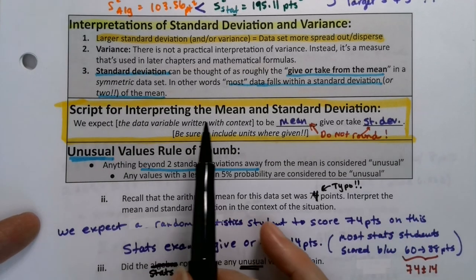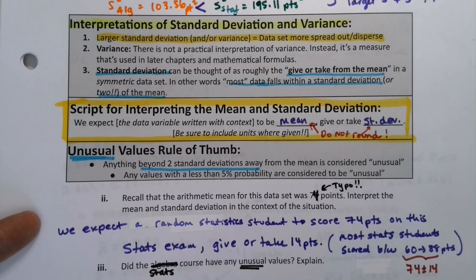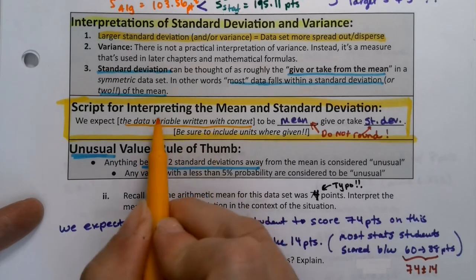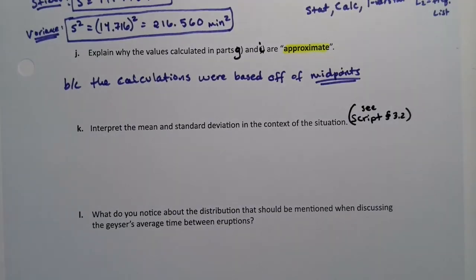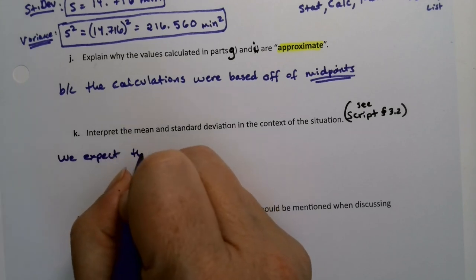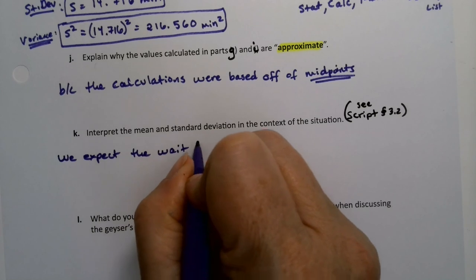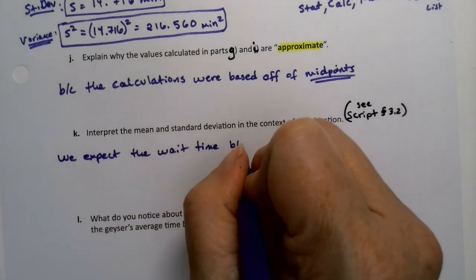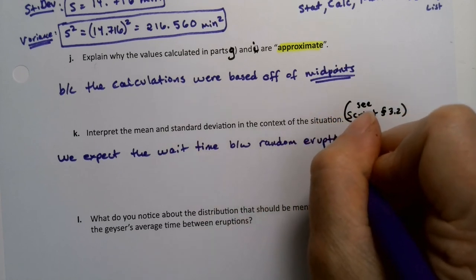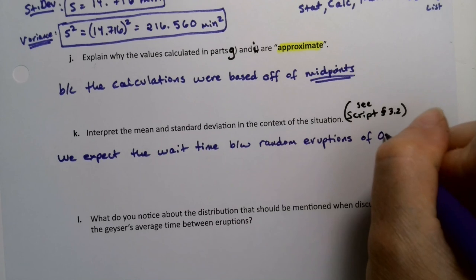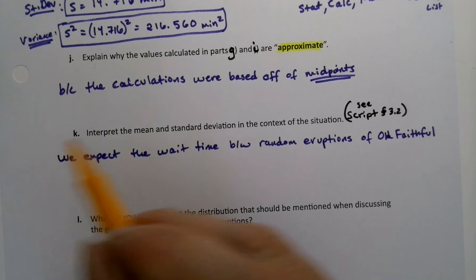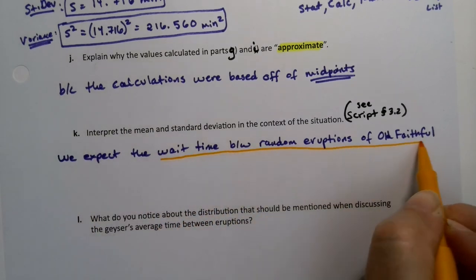The hard part on these ones, honestly, is this piece, because you really have to know what you're saying and what you're talking about. That's where the difference is from problem to problem. So we expect the wait time between random eruptions of Old Faithful, right? So that's all that context, the lovely geyser in Yellowstone National Park. So this right here is your context.